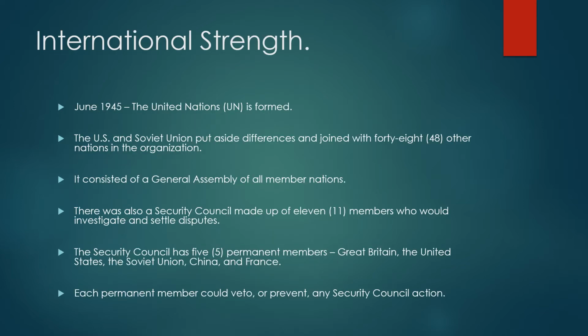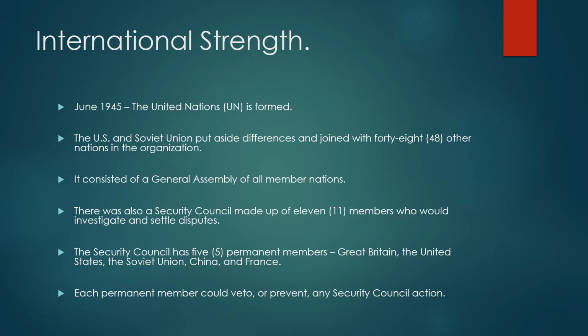In June 1945, the United Nations was formed. The US and the Soviet Union put aside their differences and joined with 48 other nations in the organization, which is still around to this day. It consists of a General Assembly of all member nations. There was also a Security Council, still to this day, made up of 11 members who would investigate and settle disputes.